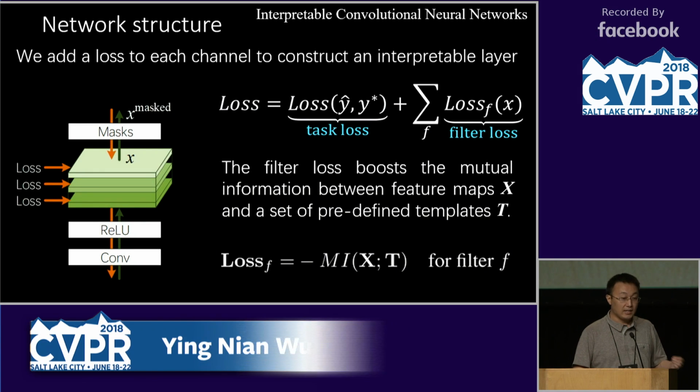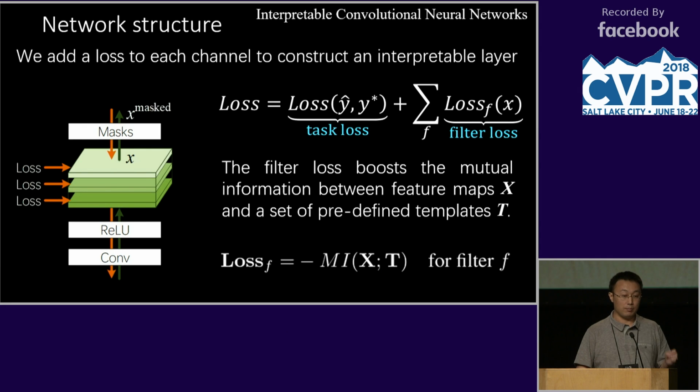So we add a certain loss, named filter loss, to each feature map of our filter. The filter loss is formulated as a minus mutual information between the given feature map and a number of predefined templates. So the filter loss encourages a low interclass entropy. That means each filter should only be triggered by a single class instead of multiple classes.